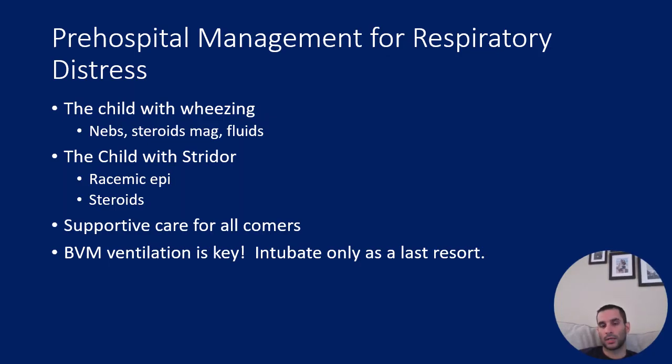So let's summarize pre-hospital management and respiratory stress. Everyone's going to get supportive care. BVM is key for everyone. Intubation is the last resort. Now, if the kid's wheezing, and it's probably asthma, nebs, steroids, mag, and fluids are going to be the mainstay. For stridor, racemic epi and steroids are going to be the mainstay. And IM epi may be the next step after this if this fails.